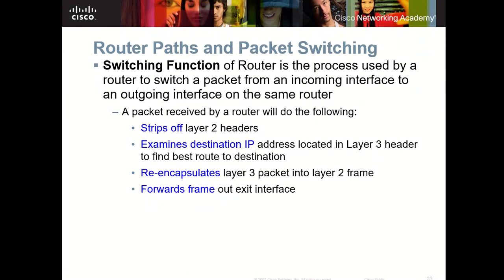Okay, so let's clarify. I discussed the switching function earlier, but this discussion is clearer. Again, a switching function is a process used by a router to switch a packet from an incoming interface to an outgoing interface on the same router. A packet received by a router will go through the following. The moment the message or packet arrives, the router strips off the layer 2 header. Meaning, the router examines the MAC address in the layer 2 header from the frame. Then it examines the destination IP address located in layer 3 to find the best route to the destination.